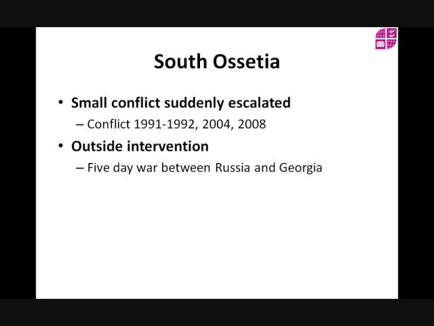We have the 5-day war in 2008. Do you remember the Beijing Olympics? So during the Beijing Olympics, we had the 5-day war between Russia and Georgia. They happened at the same time.